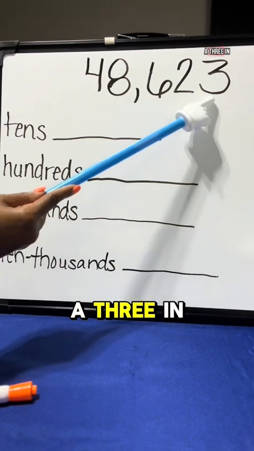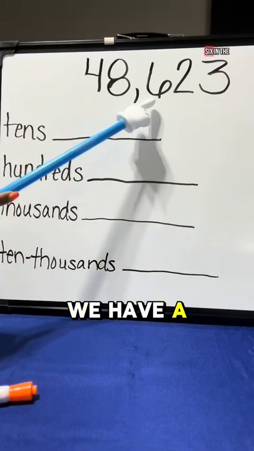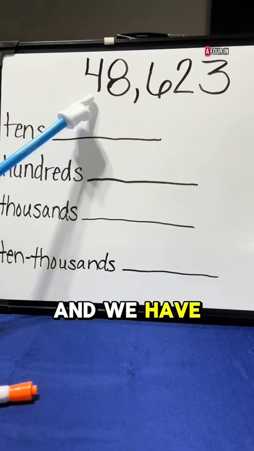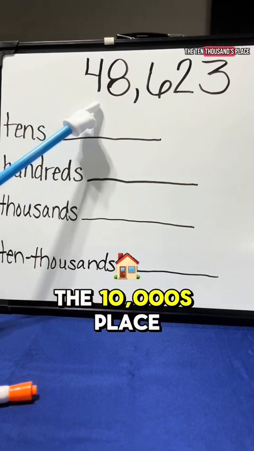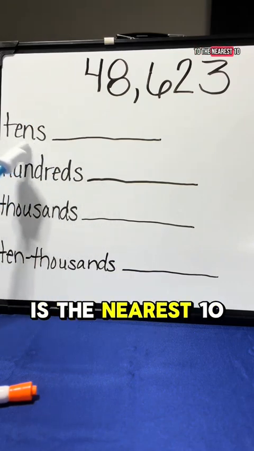So we have a 3 in the ones place, we have a 2 in the tens place, we have a 6 in the hundreds place, we have an 8 in the thousands place, and we have a 4 in the 10,000s place. All right, so the first place we're going to round is to the nearest 10.